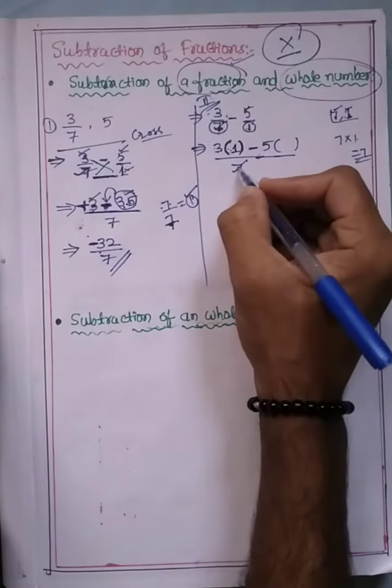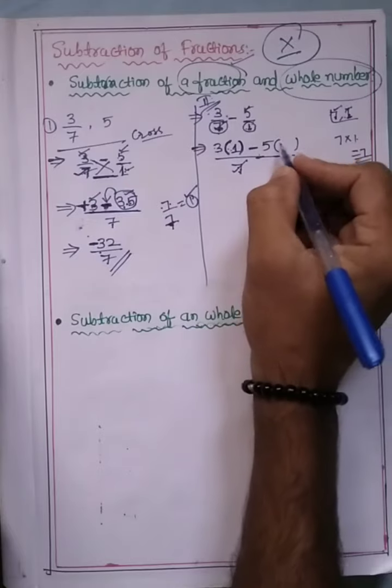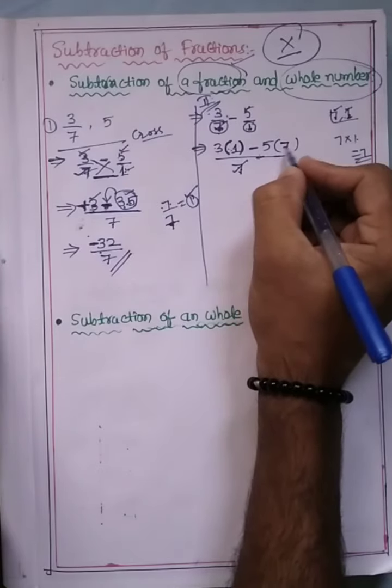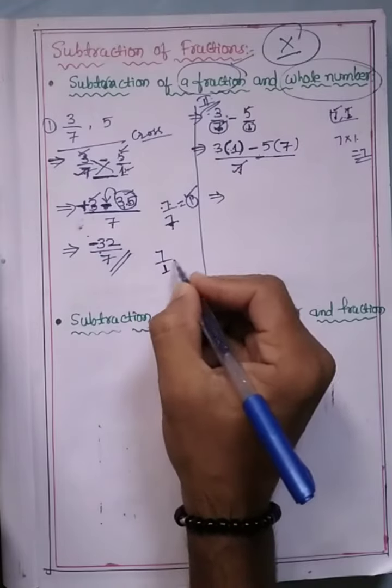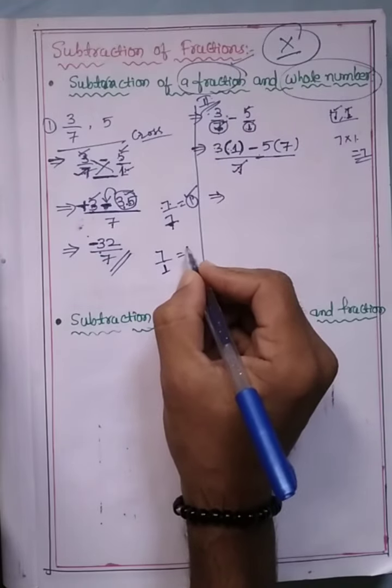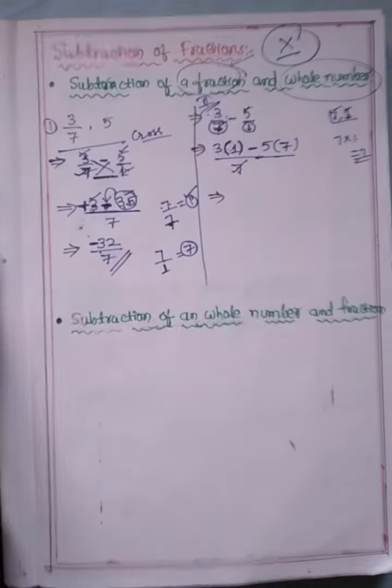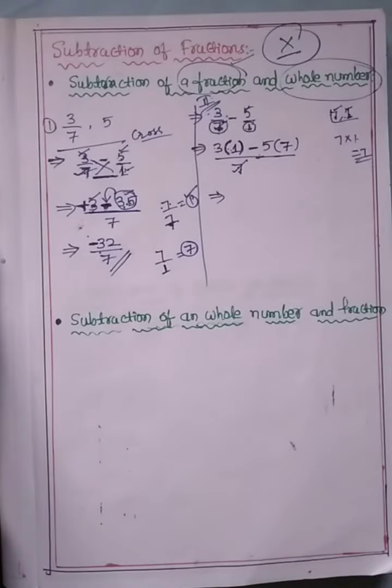Next, what can you do? 7 by 1. 7 by 1 is equal to 7. If you give 7 rupees to one person, then he must have 7 rupees in his hand.